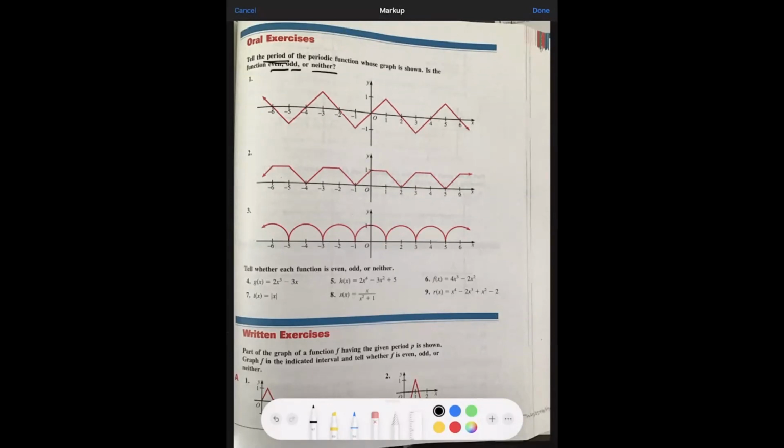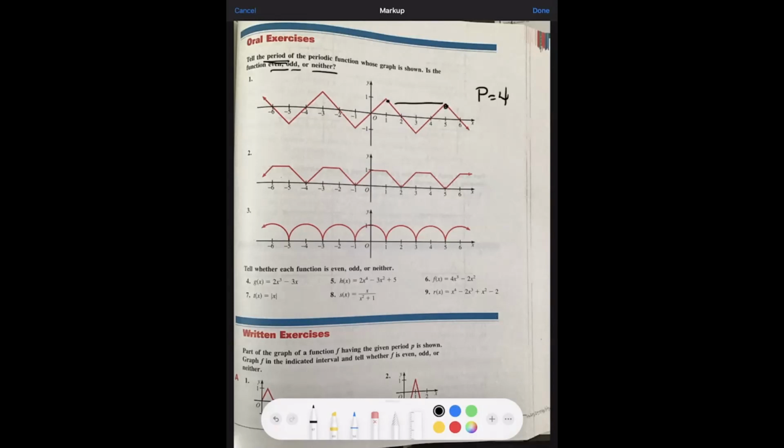Now, we have to be careful here. We're looking for a complete cycle, the length of a complete cycle. So we could do 2 things. I'm just going to go from peak to peak here, it's like an upside down V, and find the horizontal length of this cycle or this period. And it goes from 1 to 5. So the period is equal to 4 units.